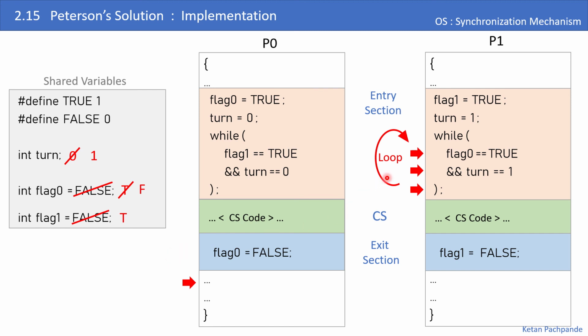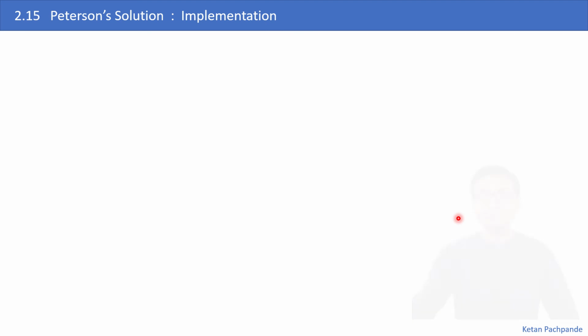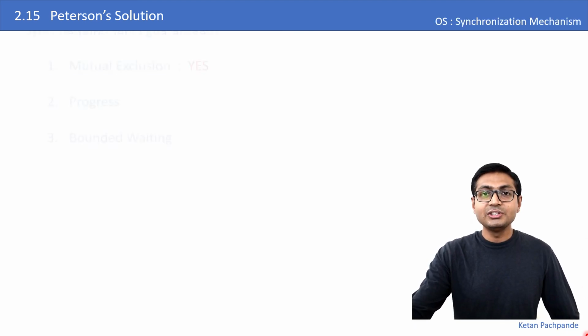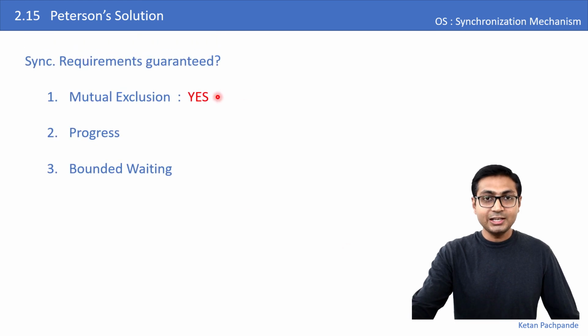While it is doing some non-critical section work, let's again come back to the process P1 and check. What is the value of the flag now? Flag 0. The flag 0 is false. False is equal to true. The condition is false, and that's why this loop is going to break, and now P1 is able to enter into the critical section. So as I said, the first requirement of the synchronization mechanism, the mutual exclusion, is guaranteed.